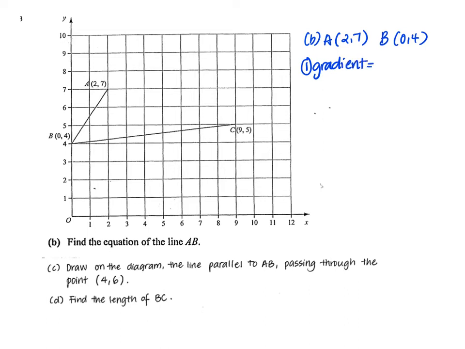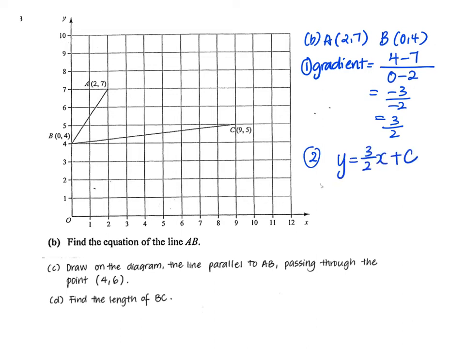Gradient equals to what formula? y1 minus y2 over x1 minus x2. Now be careful of the sign. I'll have -3 divided by -2. That gives me 3 over 2. So gradient is 3 over 2. Therefore, I know my equation is y equals 3 over 2 x plus c.